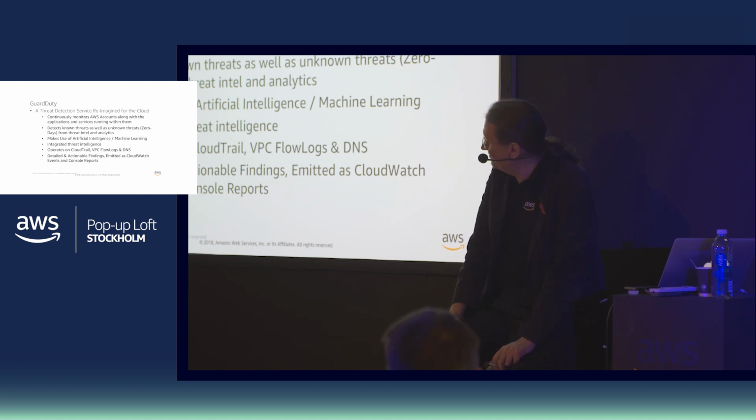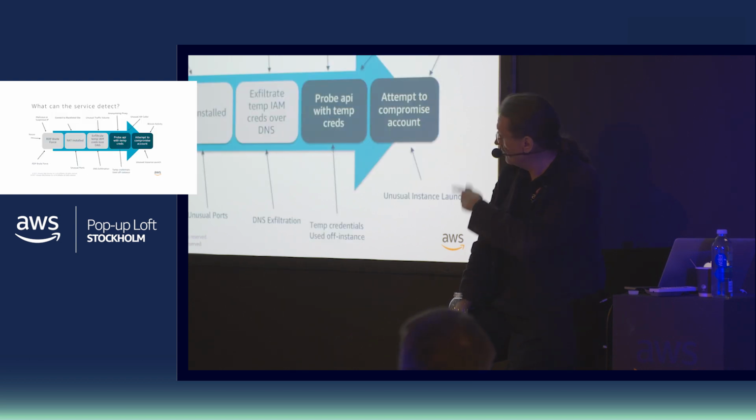There's a set of findings that GuardDuty has. So, for example, in a kill chain, it can pick up and actually detect all these things. One of the particularly popular ones that I started getting asked about just after GuardDuty got released was DNS exfiltration, and there's been a lot of work put into that, particularly using machine learning on the back end.